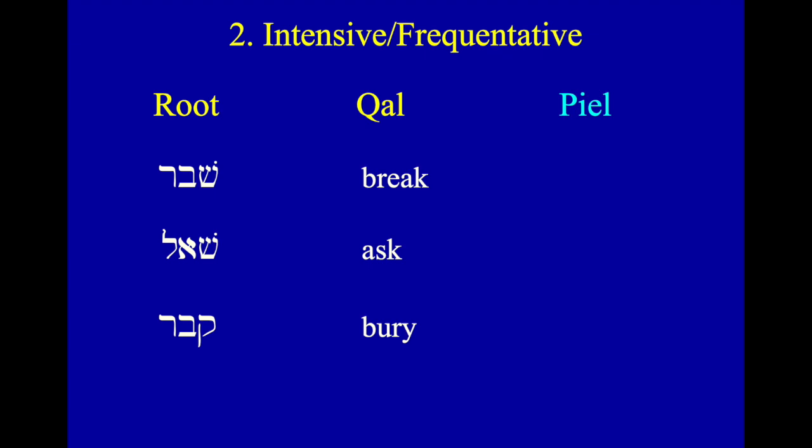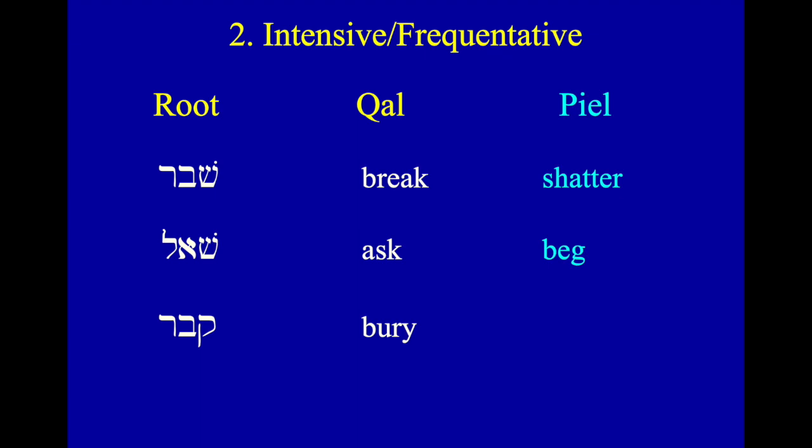So shavar in the Qal means to break something, like to shatter a vase or a bowl. You use that verb shavar. If that occurs in the Piel, it would mean to shatter, to really break, to smash to pieces or something like that. Sha'al is a root in Hebrew that means to ask. In the Piel, that would be like to ask a lot, or to beg, right? To plead, something like that.